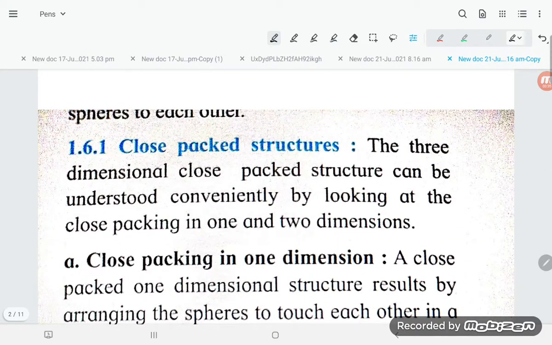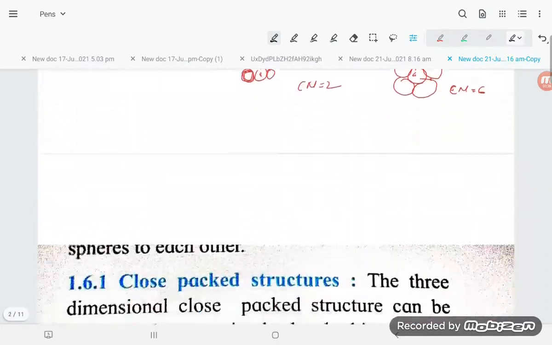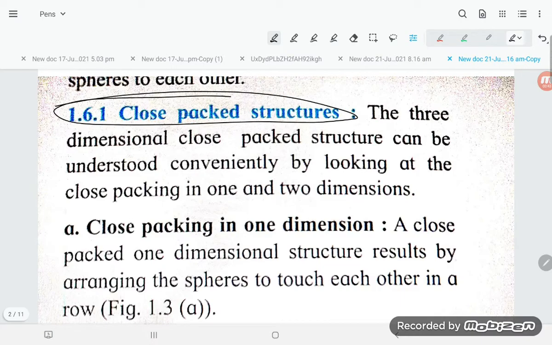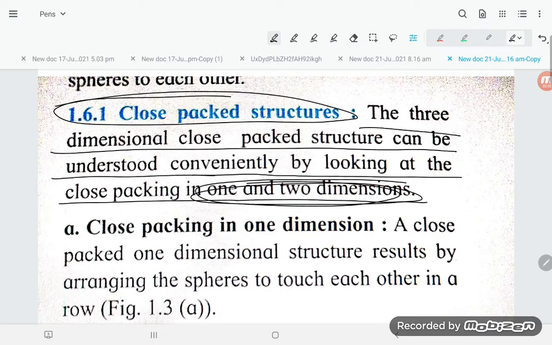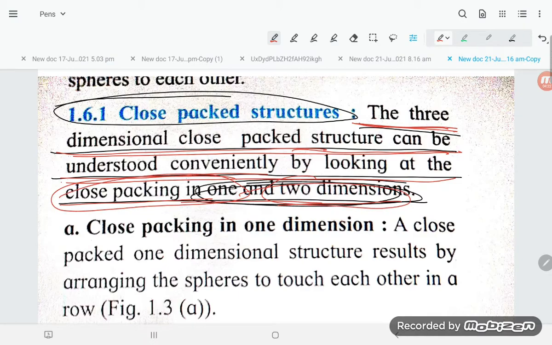Okay, let's have a look at this point, students. First, closed pack structure, what are we talking about? The three-dimensional closed pack structure can be understood conveniently by looking at the closed packing in one and two dimensions. So firstly we have to know the idea of closed packing in one dimension and in two dimensions. Then only the three-dimensional closed pack structure can be understood. If you know one dimension and two dimensions very well, then three dimensions is possible.